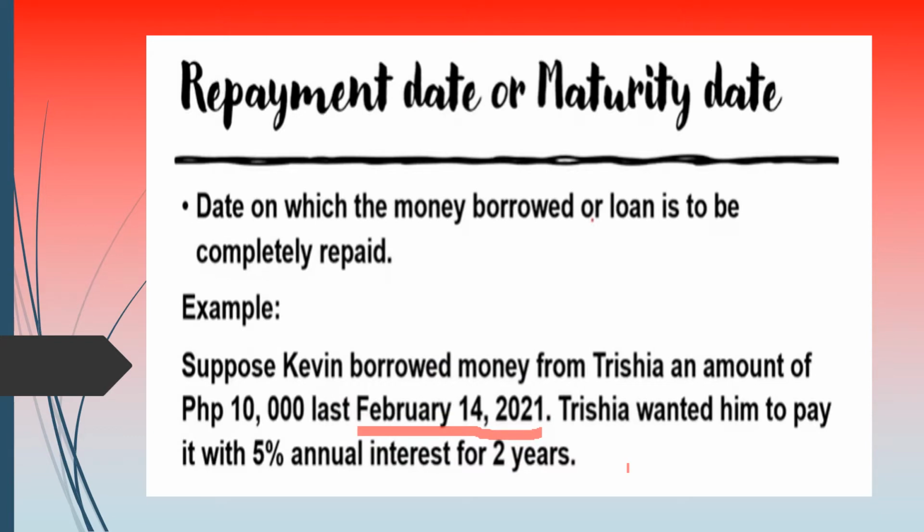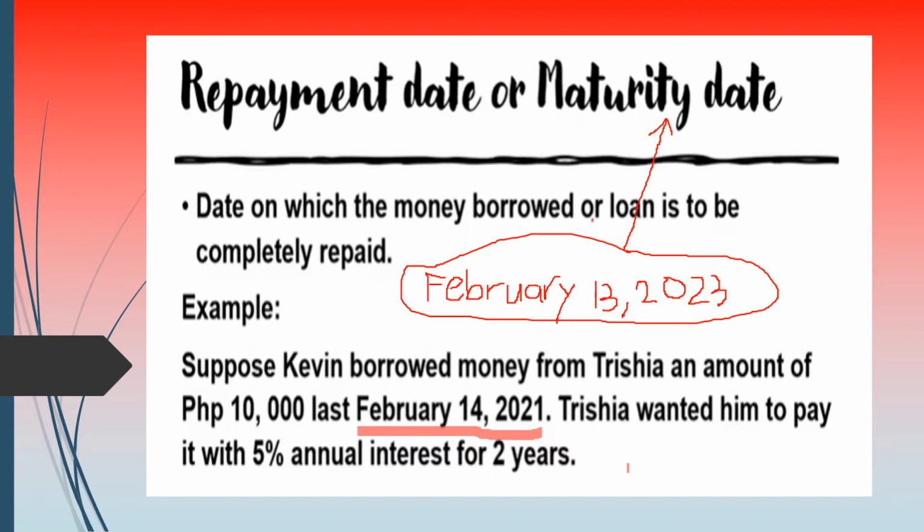Repayment date or maturity date. By definition, date on which the money borrowed or loan is to be completely repaid. From this example given here, February 14, 2021 is the loan date that should be paid for 2 years' time. So, in this case, the maturity date should be February 13, 2023. And this date now is what we call the maturity date.